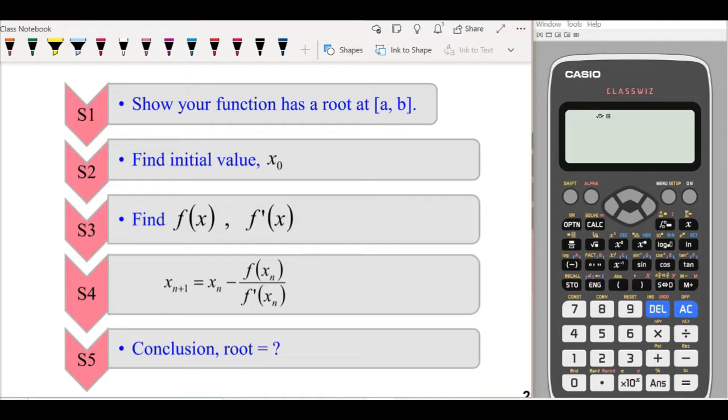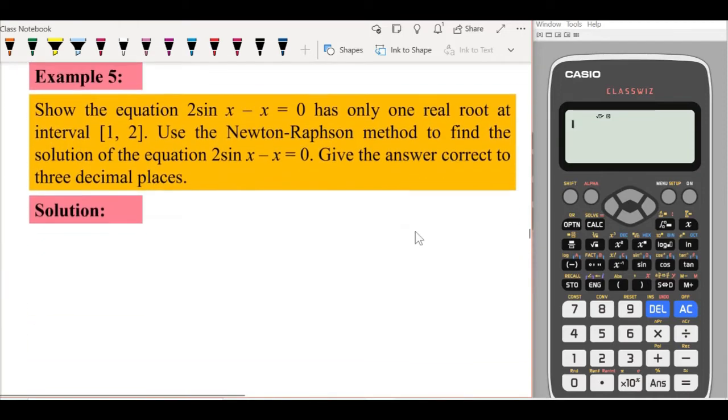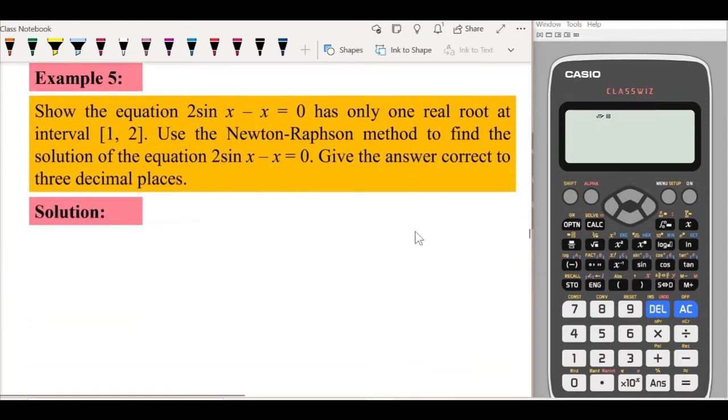First, we have to show that the root exists in order to find the root. Next, step number 2, we have to find the initial value before we start the approximation. After that, we have to state our f(x), our function, and the derivative of our function, which is f prime of x. Substitute this into the formula so that we can start our Newton-Raphson process. Okay, so let's begin with the first example.